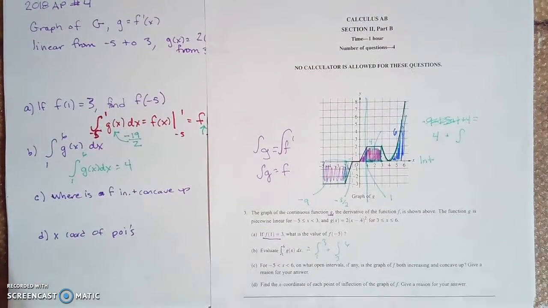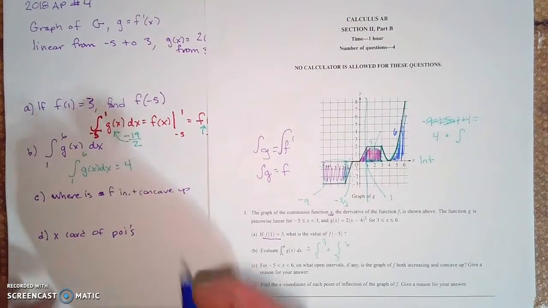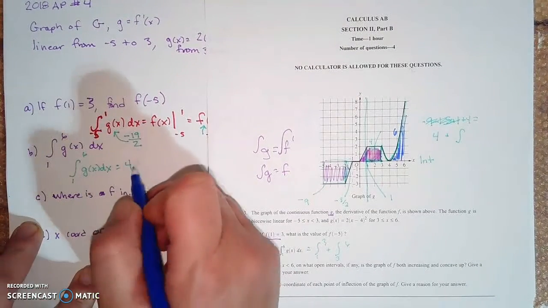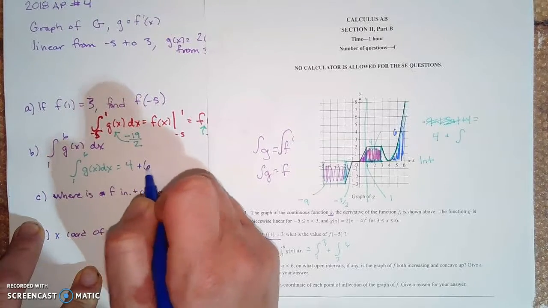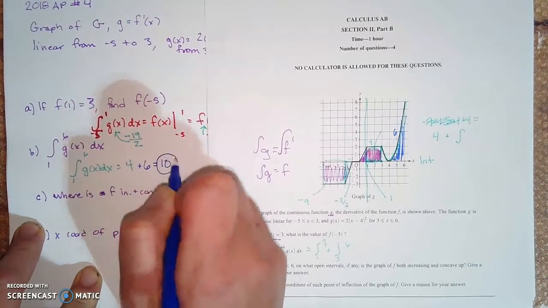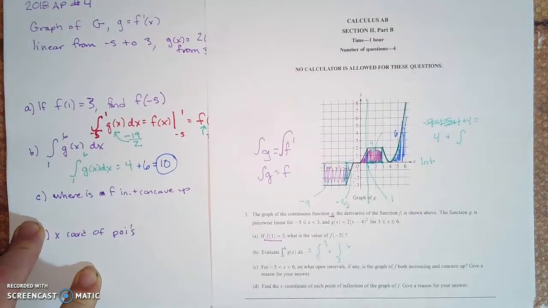Let's put the light back on. The integral from 1 to 6 is equal to the integral from 1 to 3, which is 4, plus the integral from 4 to 6, which is 6. And I get an answer of 10 for that problem right there.